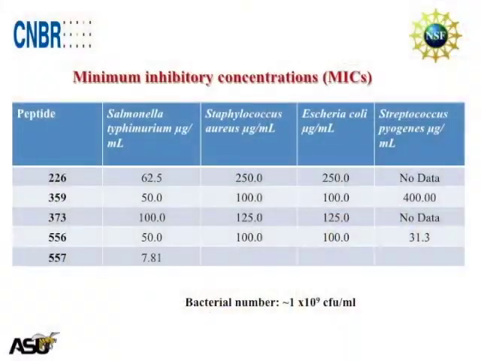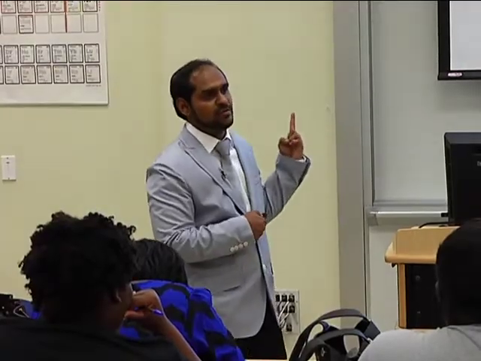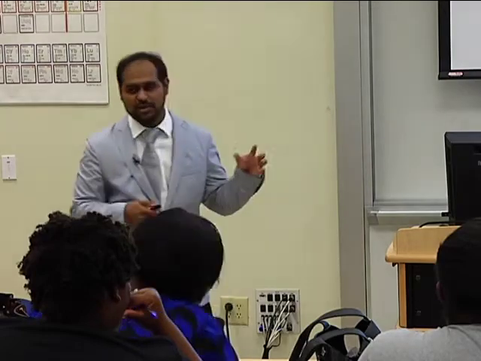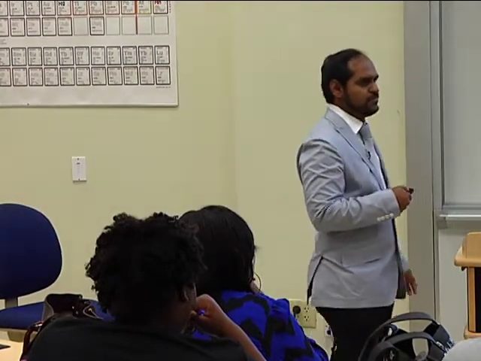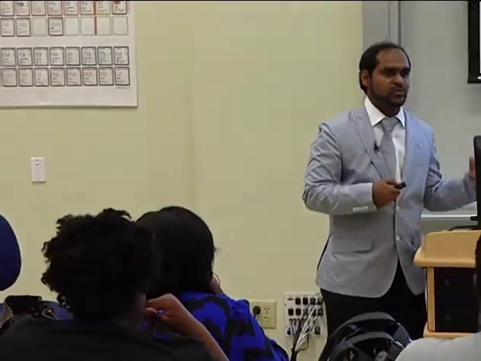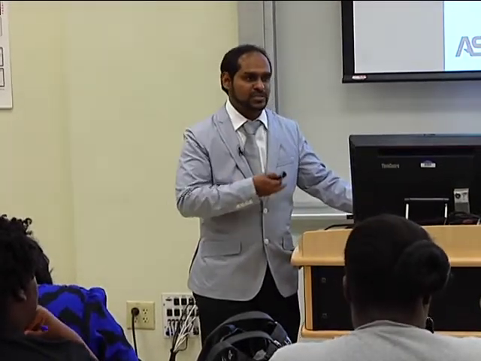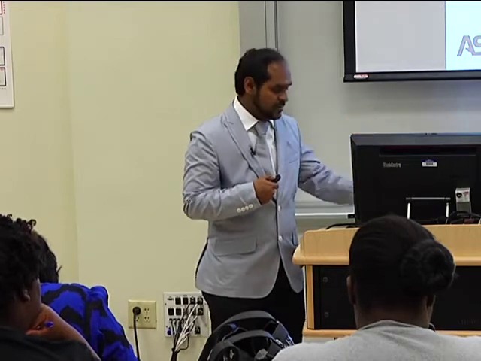This is 10 to the 9 CFU per ml, meaning a very high number of bacteria were used to evaluate this. But if you reduce the number to the standard, as per standard procedures, which is 10 to the 5, the concentration required to kill the bacteria is very low, which is 0.3 microgram per ml for some of the peptides. So the point is they are very, very effective.